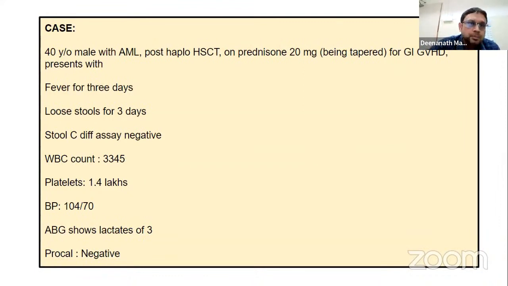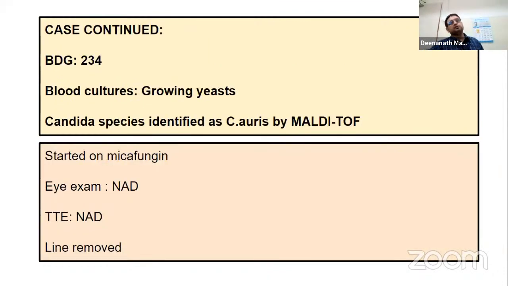So this is a 40-year-old male with AML, again post haploidentical stem cell transplant on prednisone, which was being tapered. Now he presented with fever for 3 days, loose stools for three days. The stool C. diff assay was negative, slight leukopenia, slight thrombocytopenia. His BDG was 234. He had presented with fever and diarrhea. His blood cultures are growing yeast. His species is identified as Candida auris by MALDI-TOF.